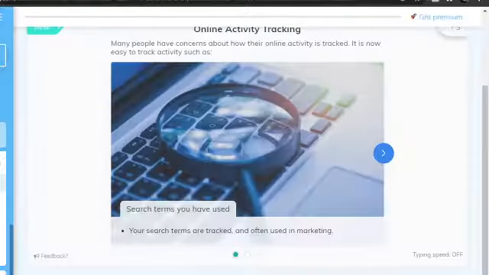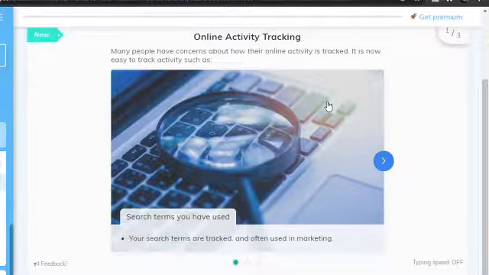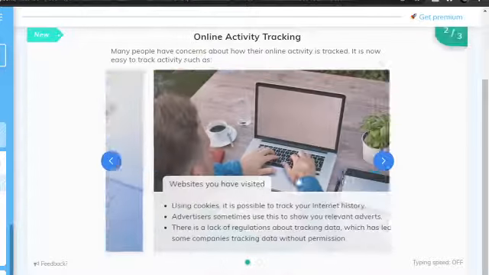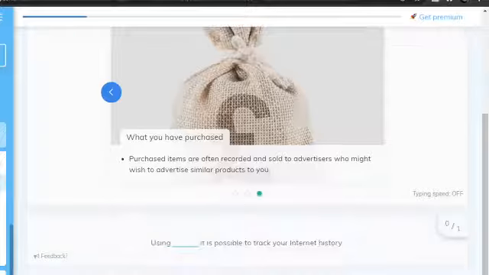This is basically PRE, just write as much as you can. Online activity tracking. So many people have concerns on how their online activity is tracked. It's now easy to track people, such as what search terms you use, websites you visited, and what you've purchased.